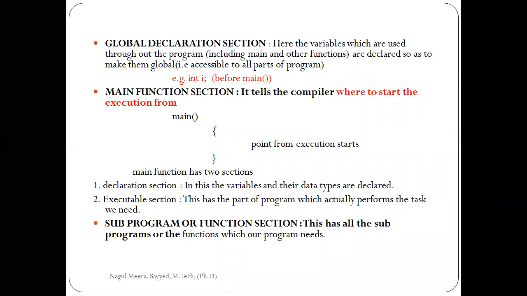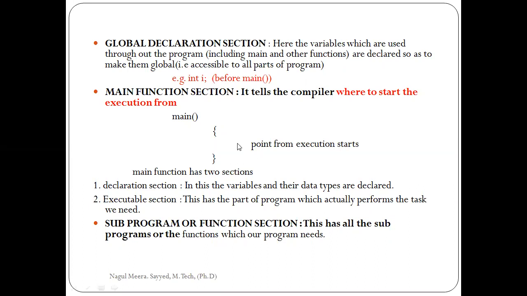Now global variables are declared before the main, but here some variables are declared in the main. Those variables are called local variables. Simply, the declaration section is where we declare the variables in the main function. These variables are called local variables. So these variables are used within the main function only.